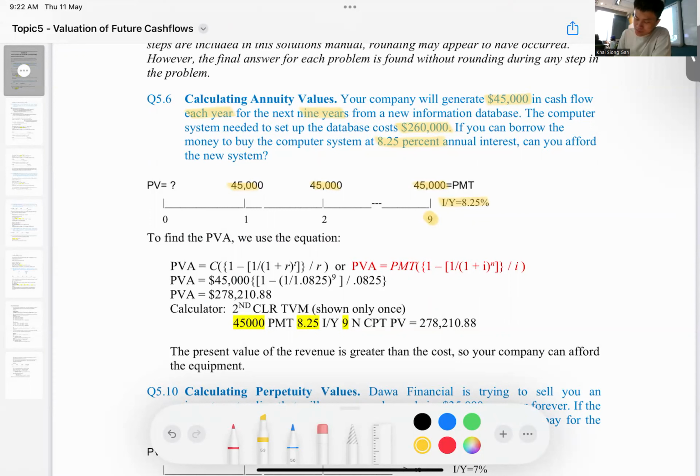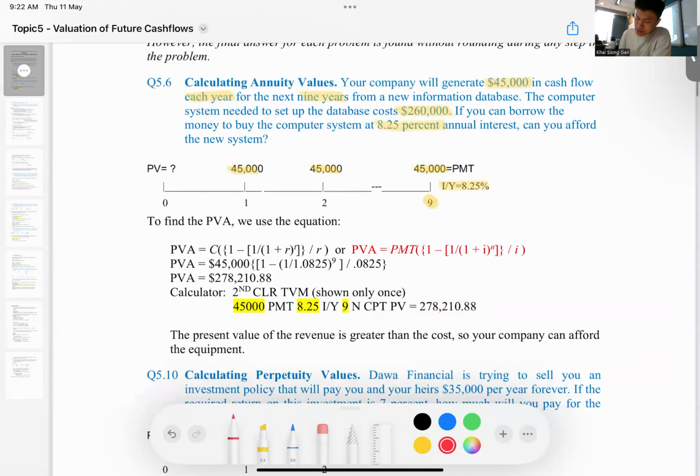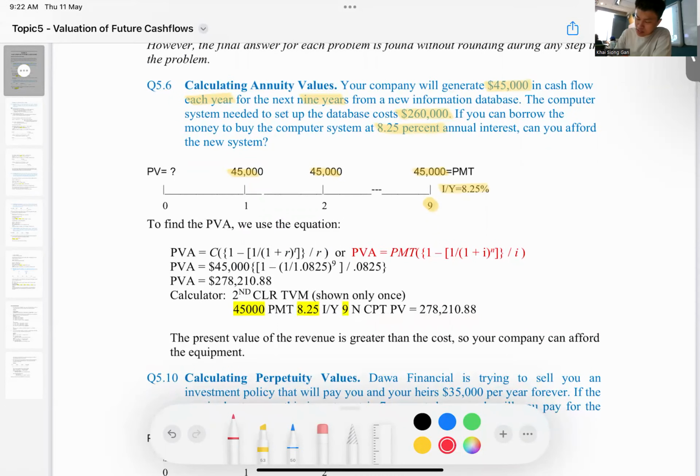Okay, so now we have to calculate the PV first. So we can just use the annuity formula. So we just key into the calculator. Second, here, TVM. Okay, so similarly, first one, PMT is how much? 45,000. IY is 8.25. N is 9. And then compute your PV. You will get 278,210.88.